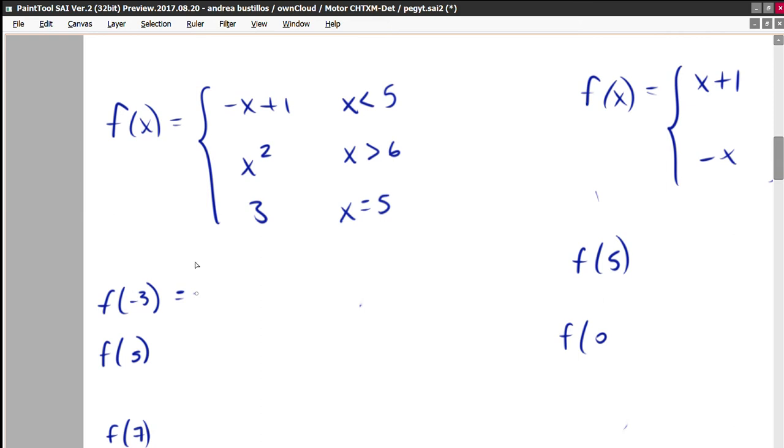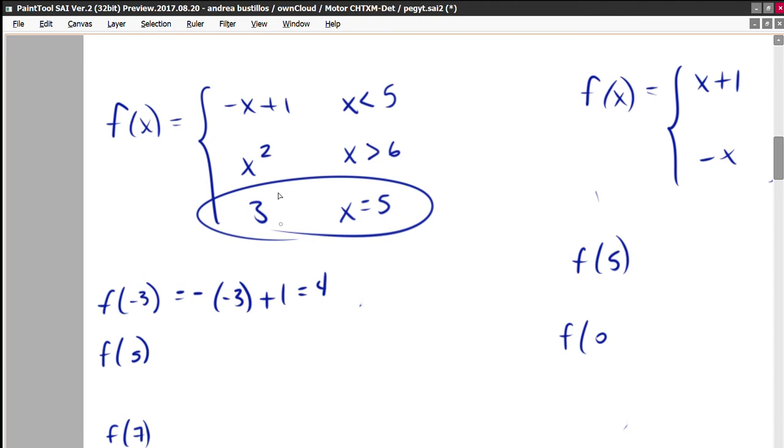So this is going to be -3 plus 1. This is -2. Now 5. The value 5 is included in my third piece, because the domain of my third piece is x equals 5. So the function evaluated in 5 is 3, the constant function 3.